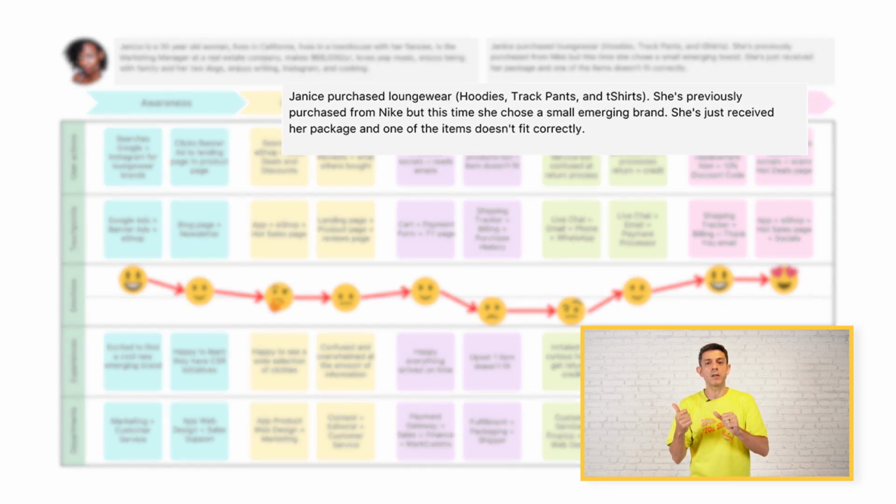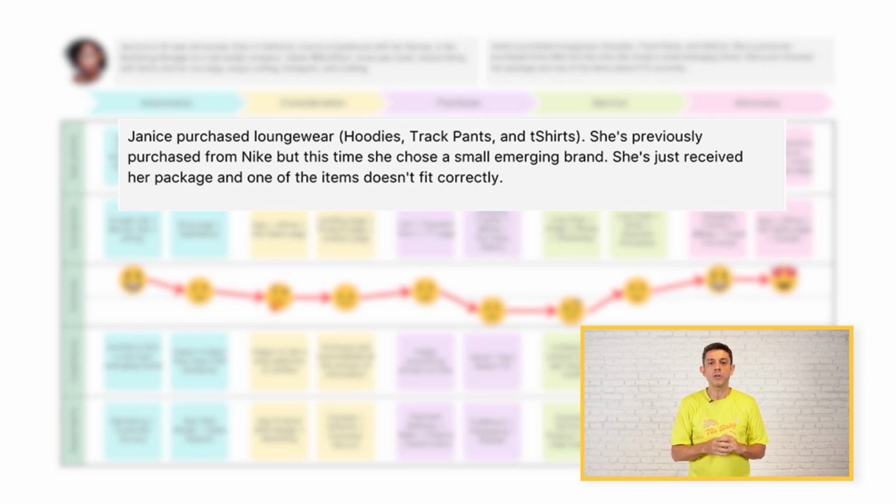Now, the other box that we're looking at over here actually is sort of her scenario. We have to create a scenario to be able to understand the journey. So in this case, what we're saying is that Janice came to buy some sort of leisure wear. She was always buying from Nike before, but now she wants to look for an emerging brand. We don't know why. Maybe her motivations are to find and support smaller businesses, or maybe she's looking for businesses that have sustainability at their core.